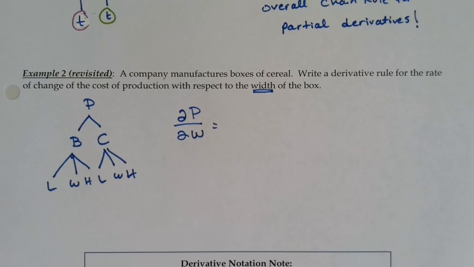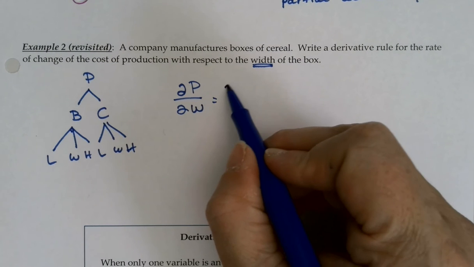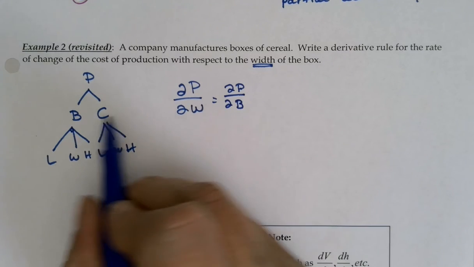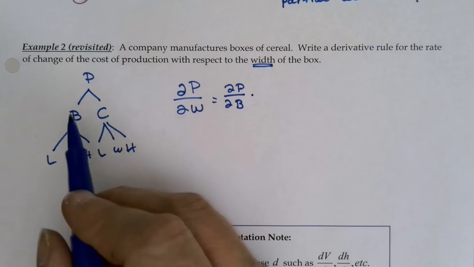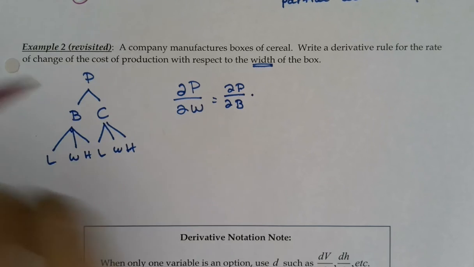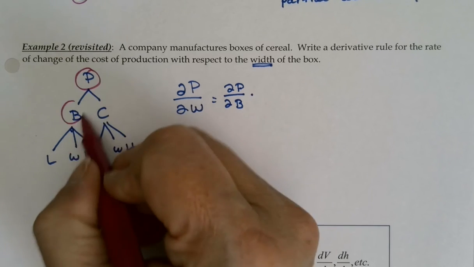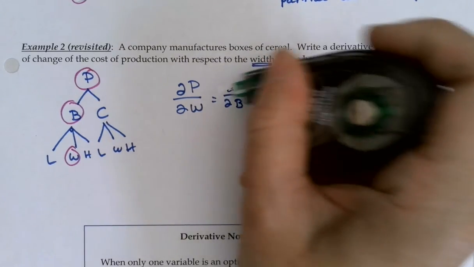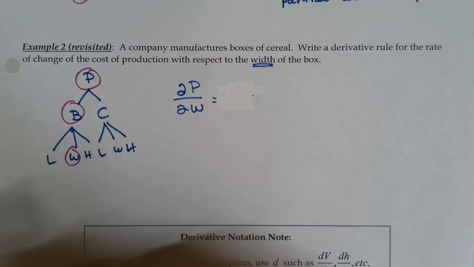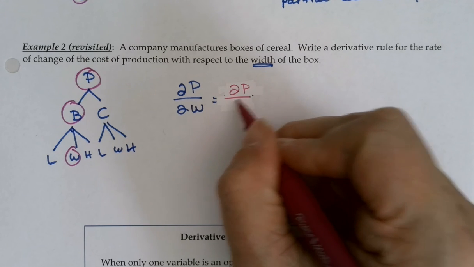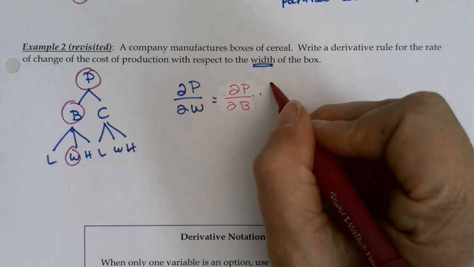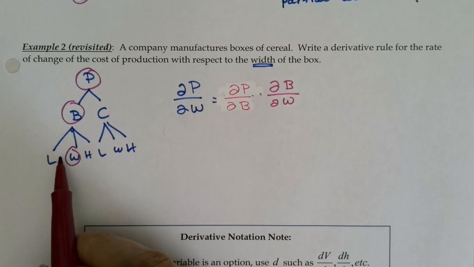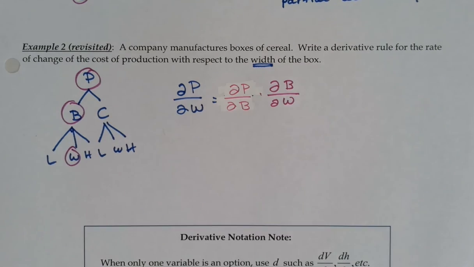There we go. Okay, so I'm going to take the partial derivative of P with respect to B, and it's delta because there's two options, times, now down here, well, actually, let me go this way. I'm trying to go like that, right? So I'm taking the partial derivative of P with respect to B. I just want to color code it. Times the partial derivative of B with respect to W. Because there's more than one variable option here, I'm going to use deltas.